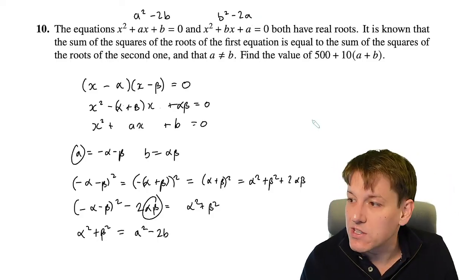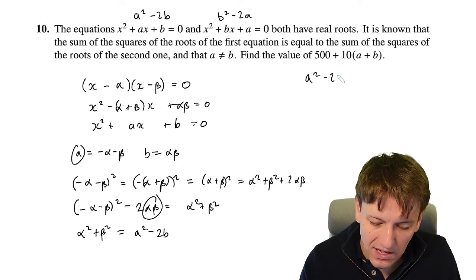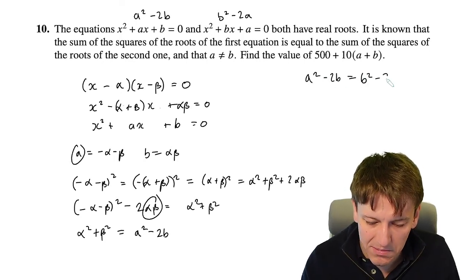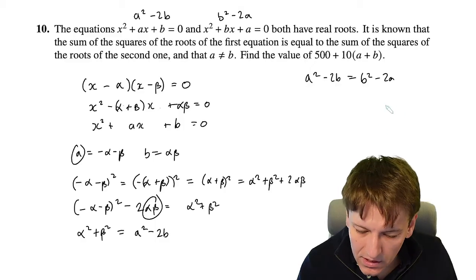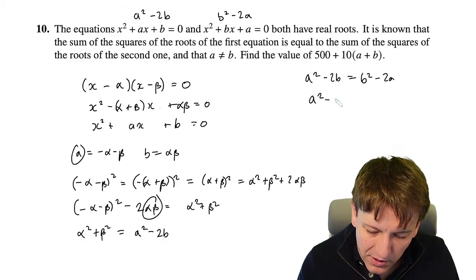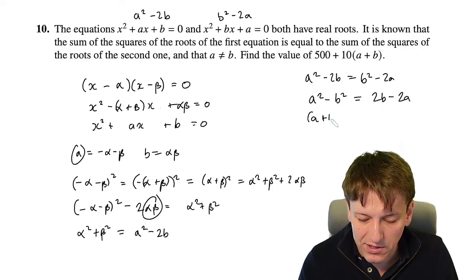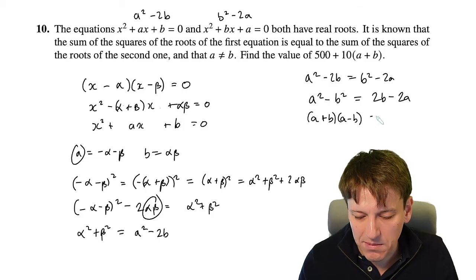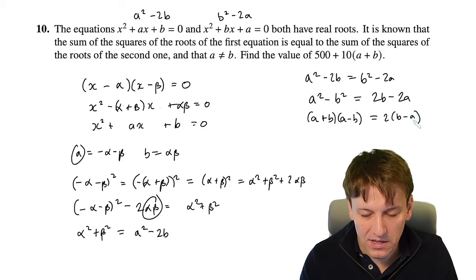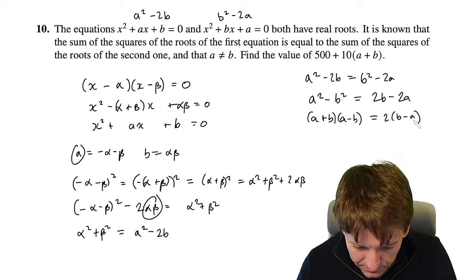So we're told that those expressions are equal, so we have a squared minus 2b equals b squared minus 2a, and then I suppose I've got a difference of two squares here, a squared minus b squared, and on the other side I've got 2b minus 2a, so I've got a plus b times a minus b is equal to 2 times b minus a on this side.